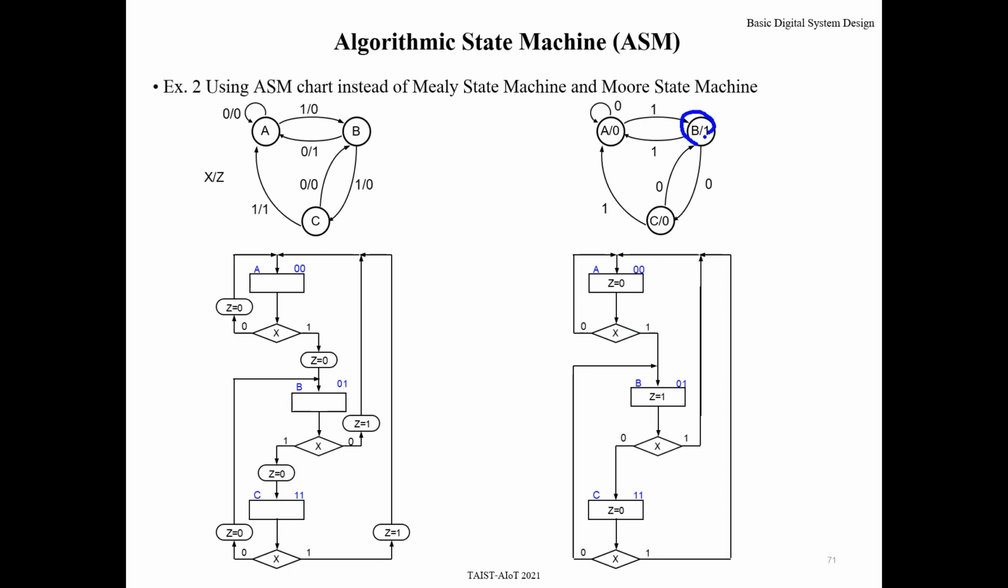And for the state change, at state A, when X is 0, go to A. When X is 1, go to B. At state B, when input X is 0, go to C. When input X is 1, go to A. And at state C, when input is 0, go to B. And when input X is 1, go to A. Okay.